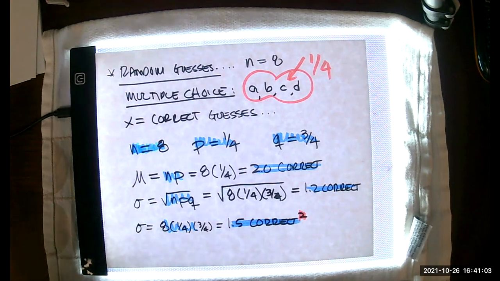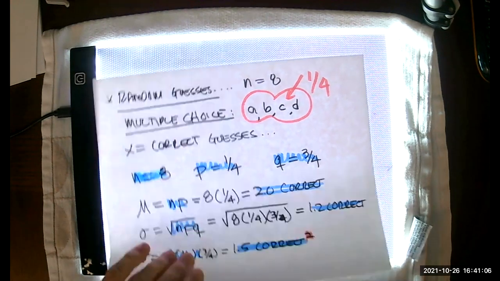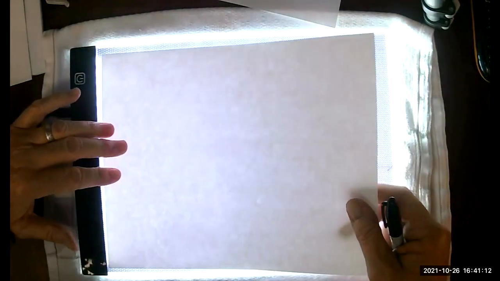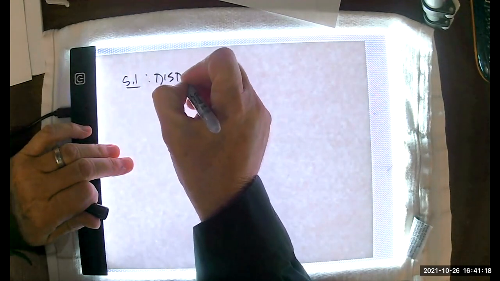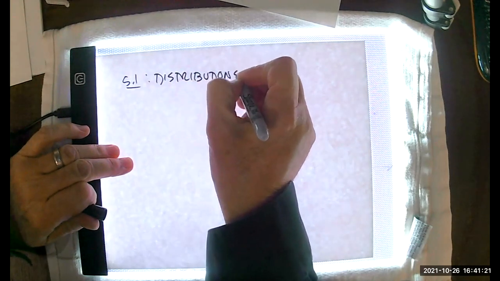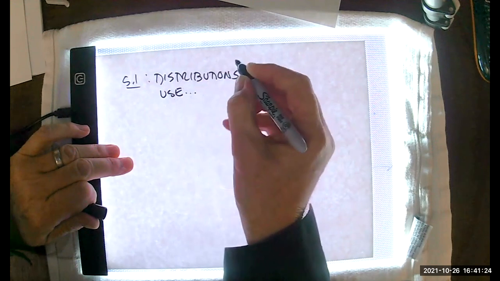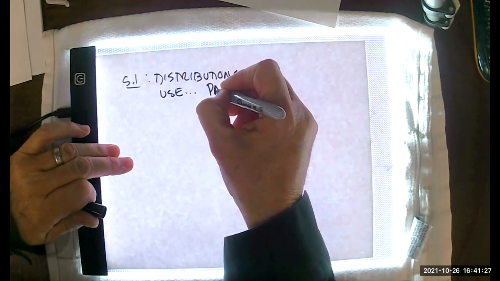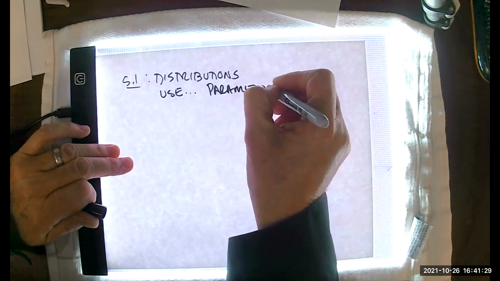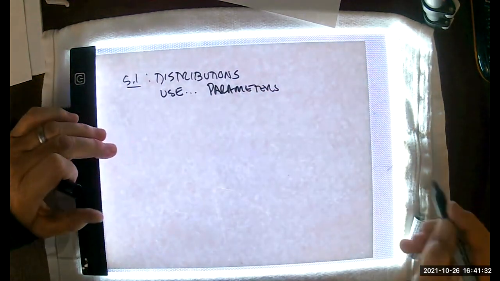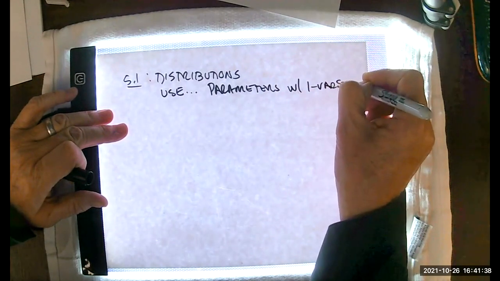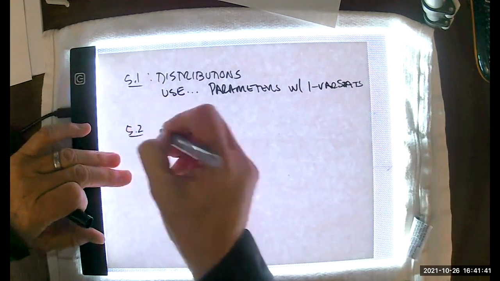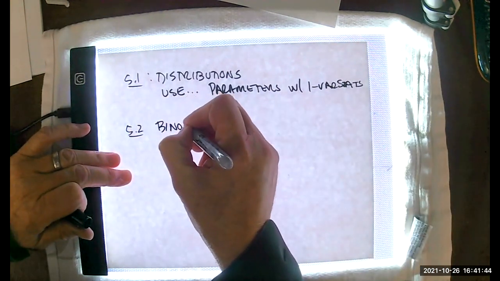So the 5.2 material focuses really in the areas you just have seen here. So 5.1, distributions. You should be able to use them, and you should be able to find the parameters. And you should be able to do that with your one variable stats. Uh, 5.2, specifically the binomial distribution.